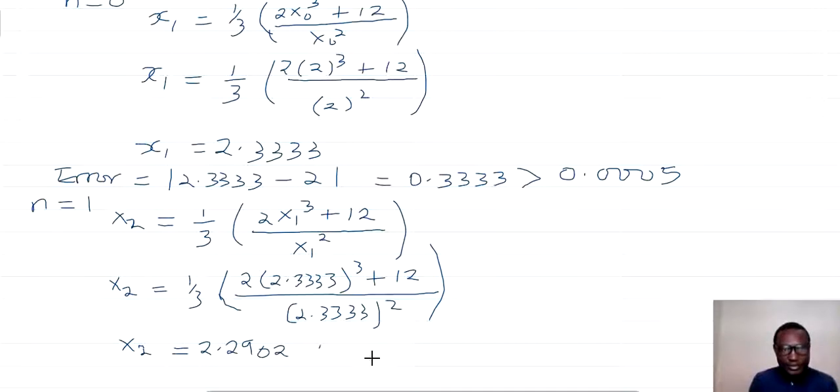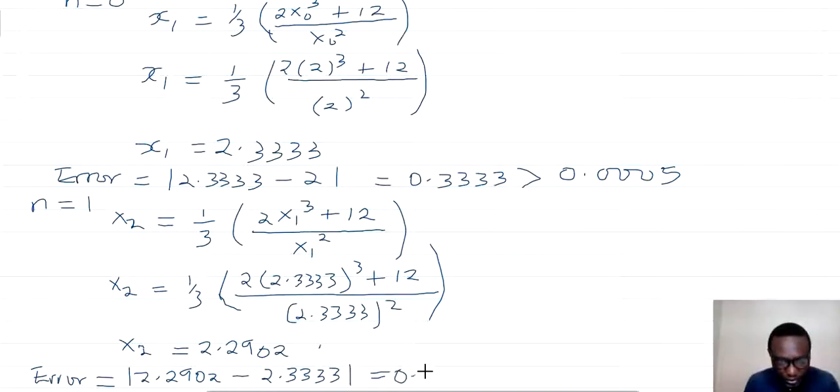So here when you compute again on the calculator, x2 will be 2.2902. So this is our x2, and again we have to look for the error, the magnitude of 2.2902 minus 2.3333, which is 0.0431, still greater than the maximum possible error, which is 0.0005. So that means we should continue.